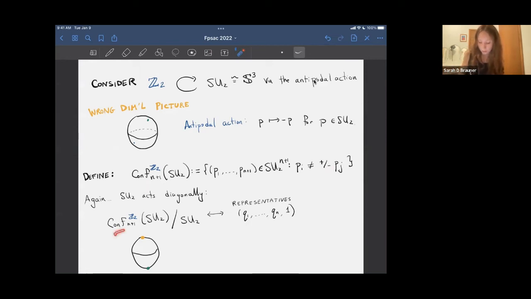Again, SU2 is going to act diagonally on the space, and I can quotient by that action. I can think about a typical point in my space as Qi not equal to plus or minus Qj, not equal to plus or minus 1, and then 1 as my last coordinate. Intuitively, I want to pick n points on the sphere. I'm not allowed to pick the North Pole, I'm not allowed to pick the South Pole, and if I pick a point, I can't also pick its antipode. There are some more conditions, but it still makes sense.